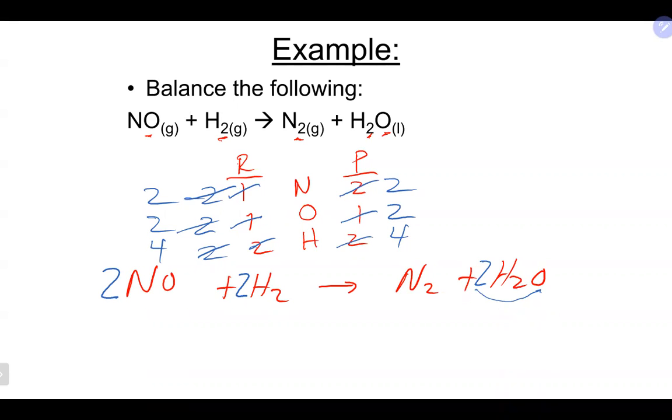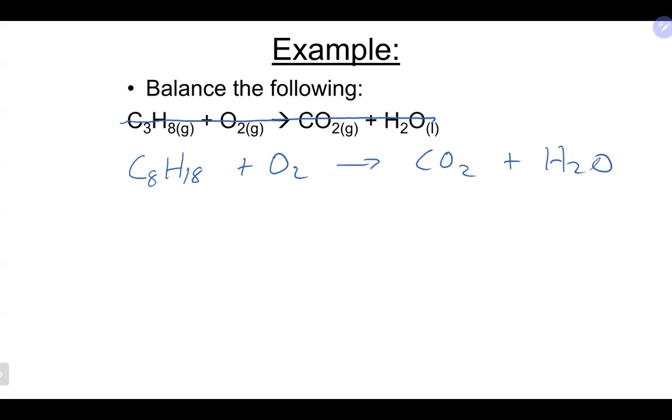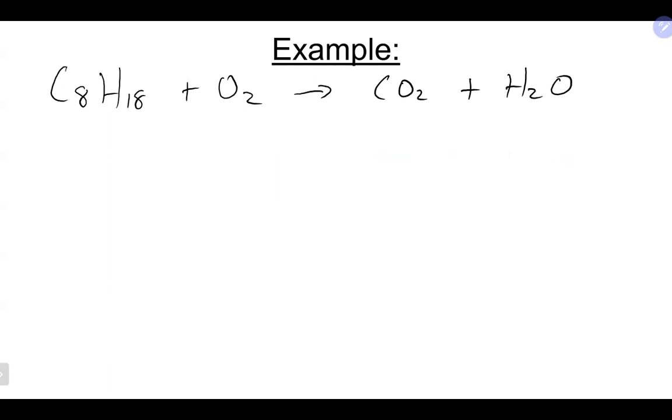So let us take a look at another one here. Actually, we'll switch it up. Let's do C8H18 plus O2 yields CO2 plus water. All right, so give that a go. See what you come up with here. I will too, since I just made it up, I guess. See how you're doing here.